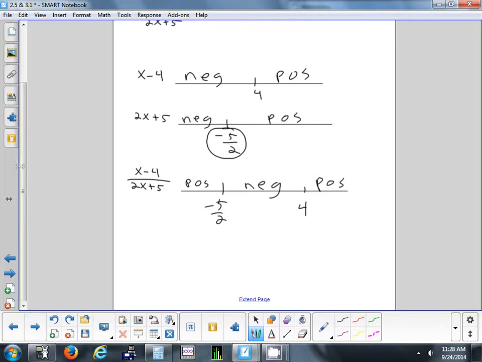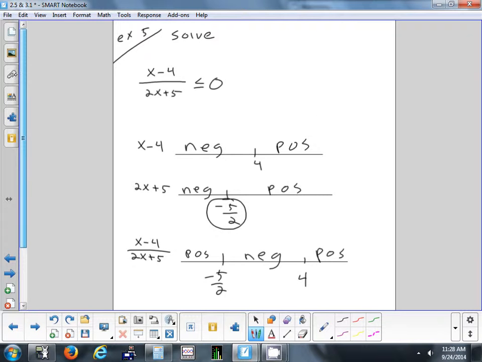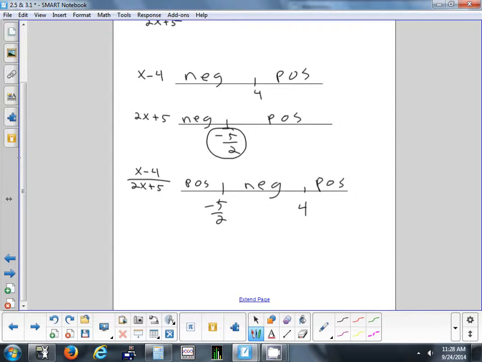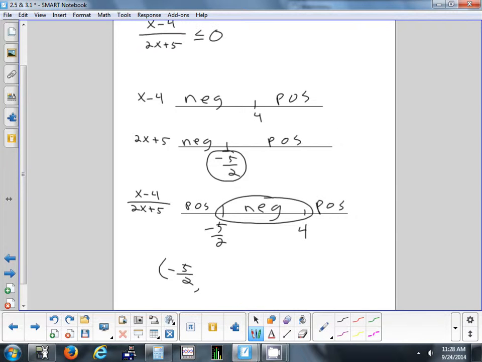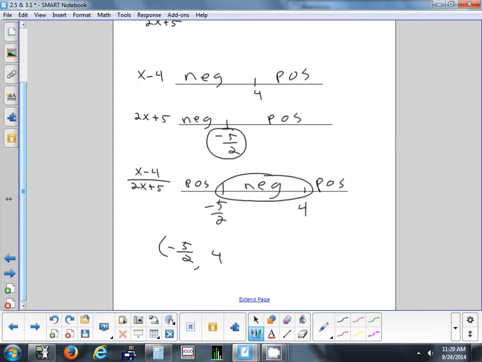So now the answer is, where am I less than or equal to 0? In that interval, but I can't use a bracket on negative 5 halves. That would cause division by 0. So pick any number from negative 5 halves, not including it because of division by 0, up to and including 4. 4 is okay to include. And if negative 5 halves didn't cause division by 0, I would have included that as well.